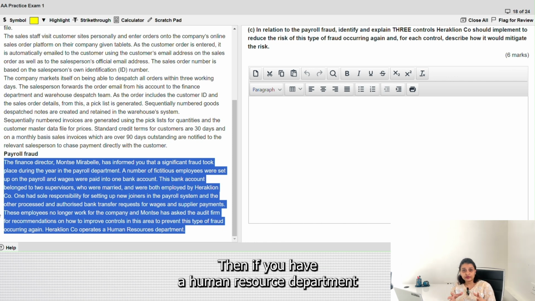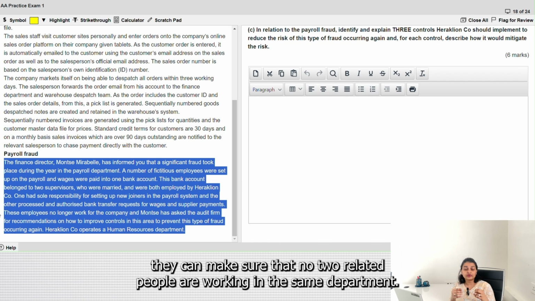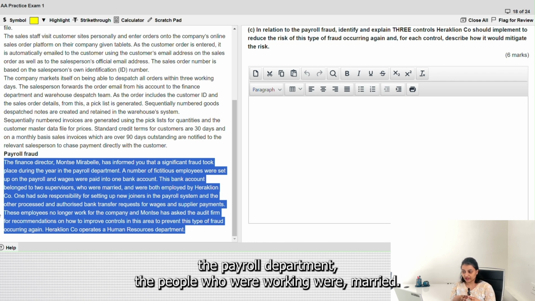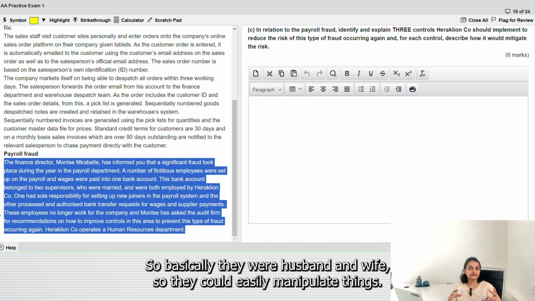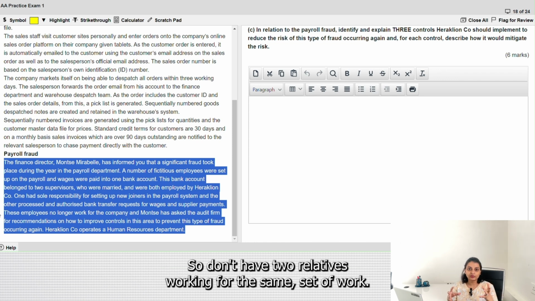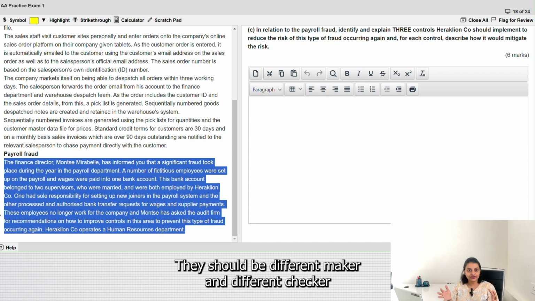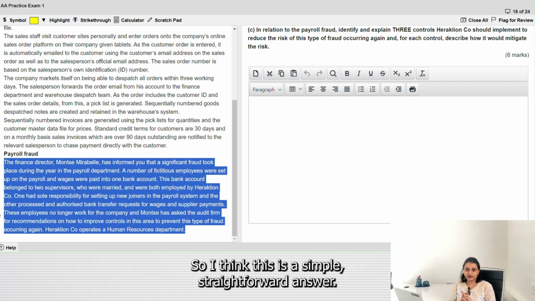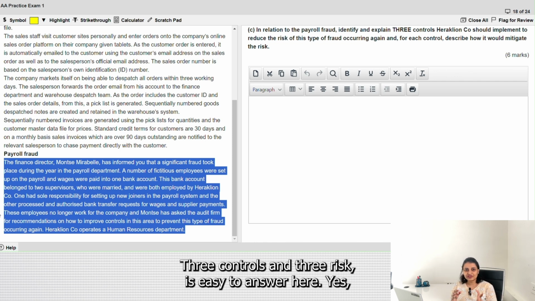Then if you have a human resource department like they're talking about here, they can make sure that no two related people are working in the same department. Because they said that in the payroll department, the people who were working were married. So basically they were husband and wife, so they could easily manipulate things. So don't have two relatives working for the same set of work. There should be different maker and different checker for the work that they are doing. So I think this is a simple straightforward answer. 3 controls and 3 risks is easy to answer here.